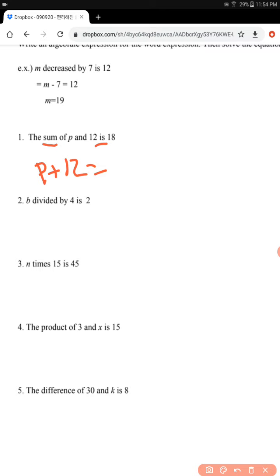and that makes 18. P plus 12 equals 18, and like we did above, the opposite of adding 12 is subtracting 12, and that leaves p by itself. And since we minus 12 to one side, we have to do it to the other side, and that equals 18 minus 12 equals 6. So this p plus 12 equals 18 was the equation, and then the answer to that equation was 6. Give you a little bit of time to pause that.